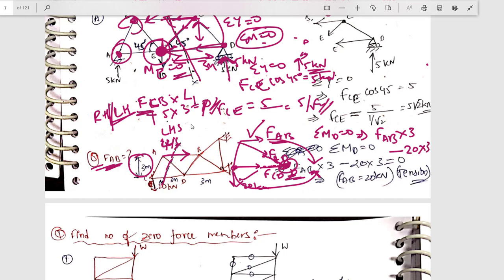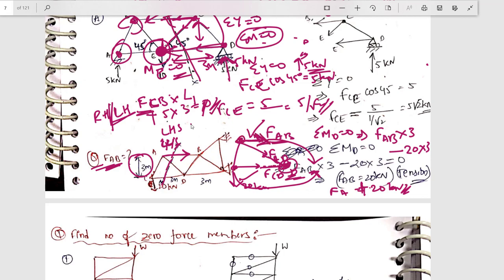So on analysis, what will you be getting? You will be getting FAB equals 20 into 3 by 20, which is 20 kilonewton. Okay, so as I got a positive value, my assumed direction is correct. What was my assumed direction? My assumed direction was that it was moving away from the joint.